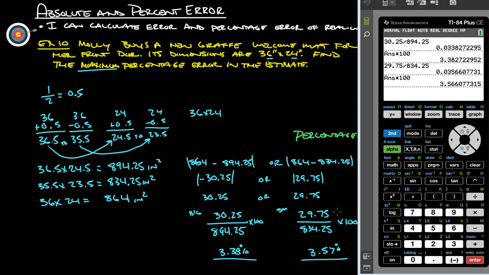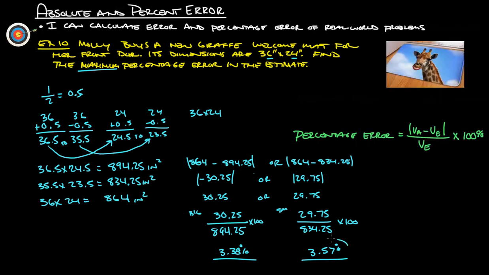Even though this amount was smaller than this one, our exact measurement here was smaller than that. That's what gave this a little bit bigger percent. So actually this 3.57 would be our maximum percentage error in the estimate.